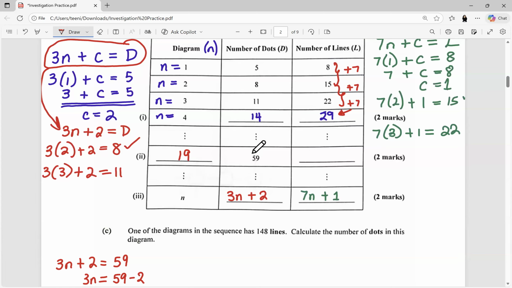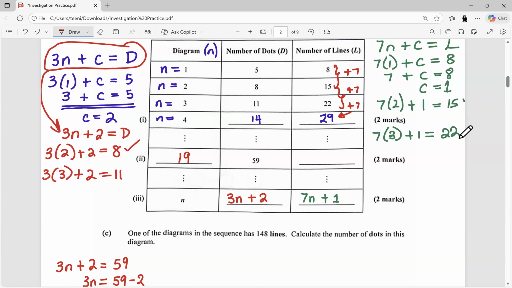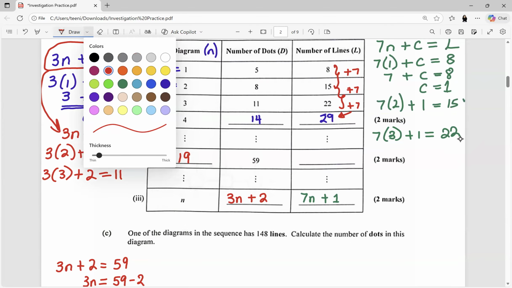And now we can also figure out what would be the number of lines that you would get, because we know what the diagram number is and we know the equation to get the number of lines. So you'll say 7 times n, which is 19, plus 1, which gives me 134.